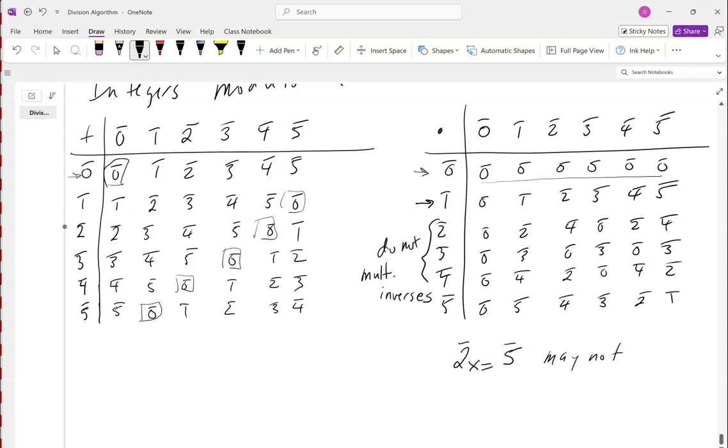Now in this case, it doesn't have a solution, but it may or may not have a solution, or it might have many solutions. We just don't know. We can't tell by looking.